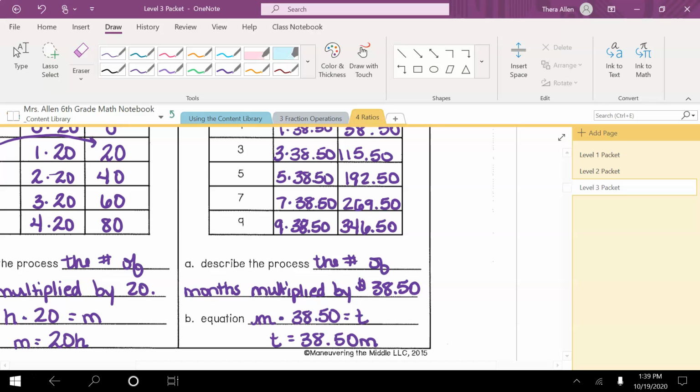All right, we're going to take a quick break. Then we're going to move on to using these equations with our ordered pairs.